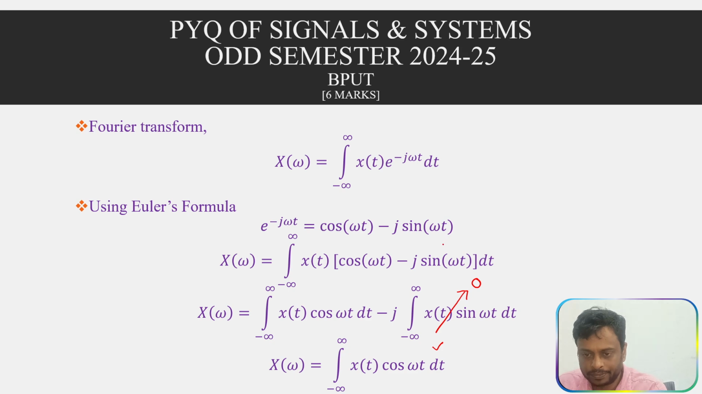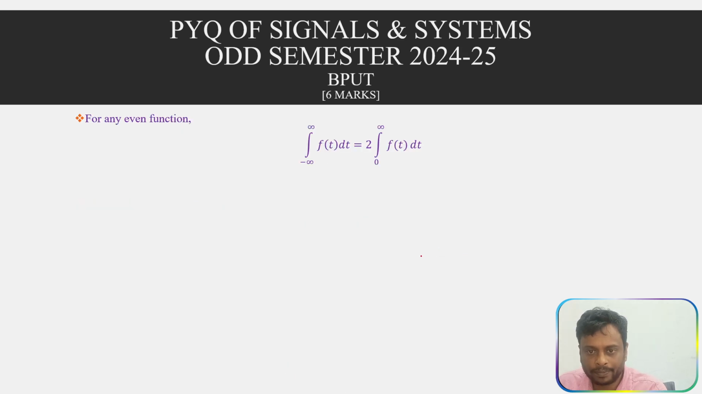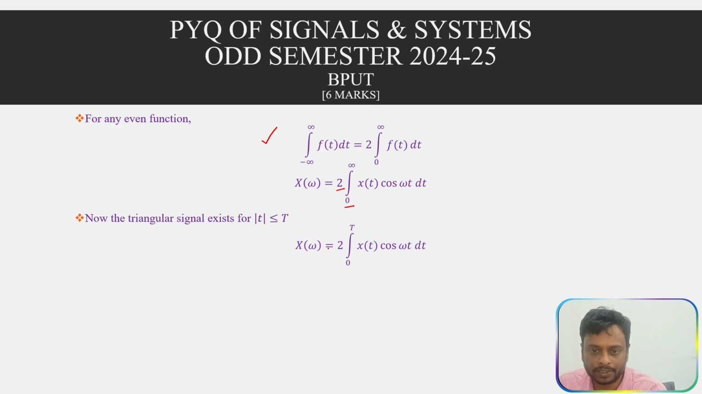So next one is, for any even function, this is the formula: integral from minus infinity to plus infinity of f of t dt equal to twice into integral from 0 to infinity of f of t dt. Okay. So X of omega equal to twice of, you can see 0 to infinity now. Okay. Not minus infinity, we can write 0 to infinity, with the 2 it will multiply. Okay. So now this signal exists for minus T less than or equal to t less than or equal to capital T. So this limit is from 0 to T. So x of t you can put, that is the mathematical form of the triangular wave.